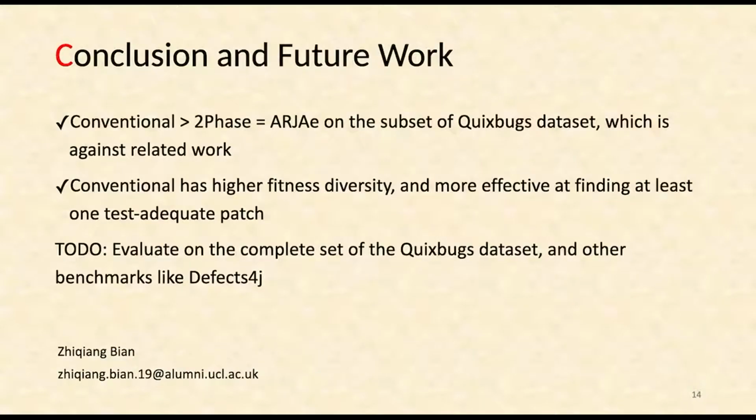In conclusion, more fine-grained fitness functions, two-phase and ARJAe, are no better than the conventional ones on the subset of the QuixBugs dataset, which is against the results of the related work. The conventional fitness function has higher fitness diversity, and it's more effective at finding at least one test-adequate patch. So in the future, we want to evaluate on the complete set of the QuixBugs dataset and other benchmarks like Defects4J to mitigate the biases.